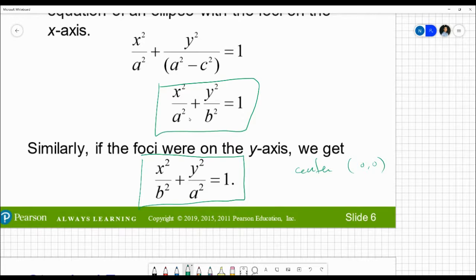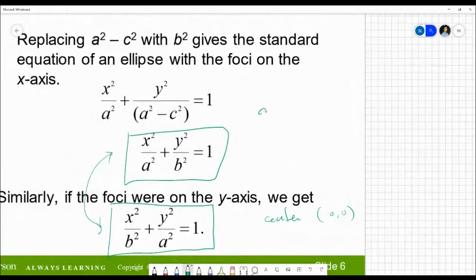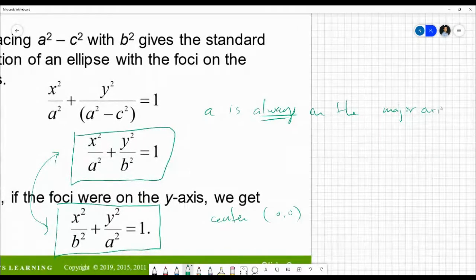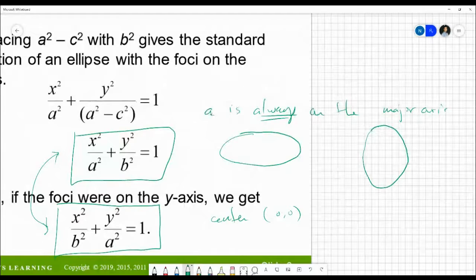x squared over a squared plus y squared over b squared equals 1. Now you see here, these two are a little bit different. Why are they different? Here we have a always on the major axis. So there are two different scenarios: we have an ellipse that looks like this, or an ellipse that looks like this. It's elongated vertically or it's elongated horizontally. Now, a helps us determine which one it is.